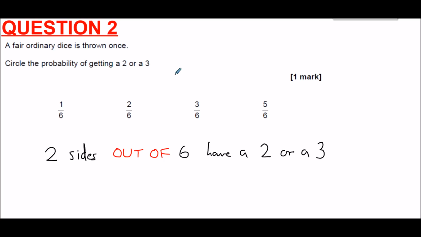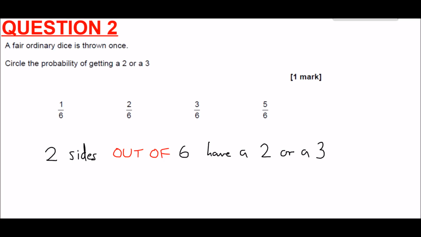Question 2. A fair dice is thrown once. Circle the probability of getting a 2 or a 3. So we're not bothered if it's a 2 or a 3 here. A dice has 6 sides, and a 2 or a 3 account for 2 sides of a dice. So 2 sides of a dice out of 6 have a 2 or a 3 on them.